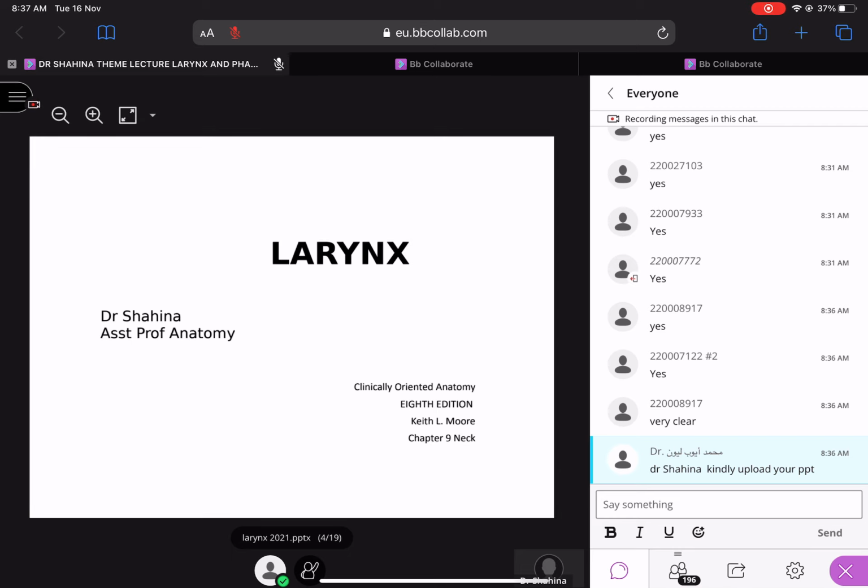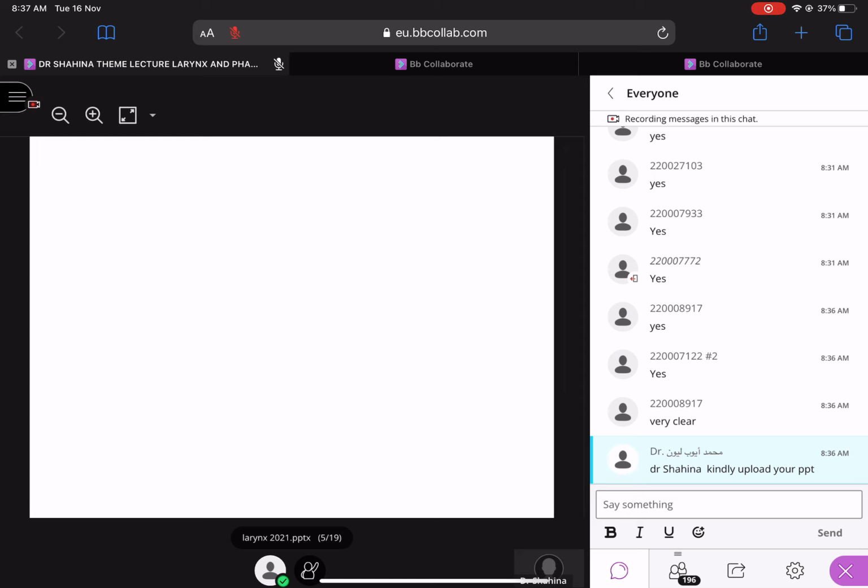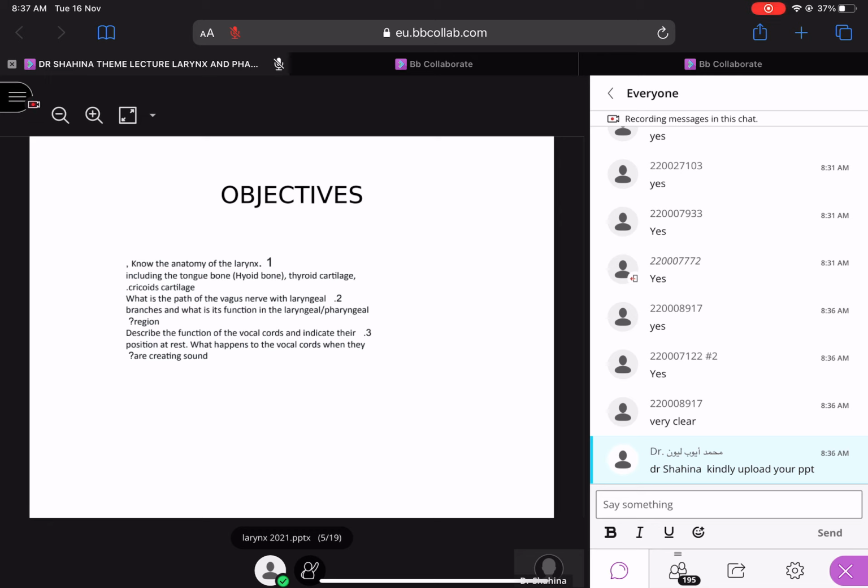So now I will start with our topic today, the larynx. Okay. So this is also in chapter 9 of Keith Moore. The objective today is, oh, this became all upside down. So you have to study the anatomy of the larynx, and you have to know some bones like the hyoid and the thyroid cartilage and all that form the larynx. Then the vagus nerve supply, function of the vocal cord, the position and action of different muscles. Okay, so we'll see all this today.